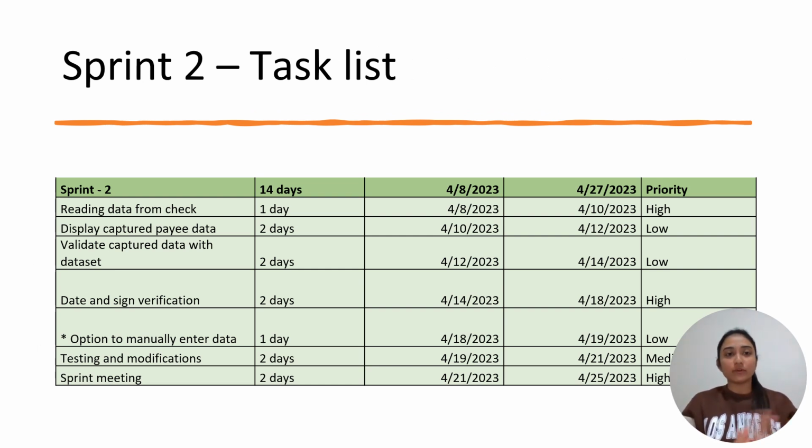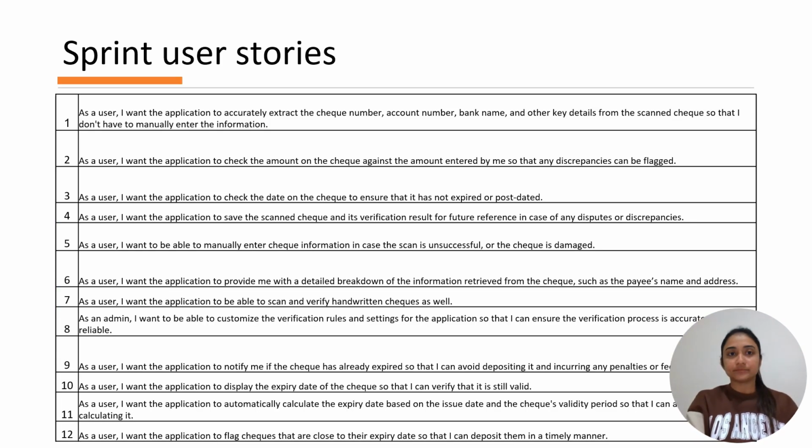In Sprint 2 we focus on reading the data from the check, which displays the captured pay data, and validating the captured data with the dataset, date and sign verification, and an option to manually enter the data if anything is not working at the end moment. And the main things are testing, modification and the sprint meetings.